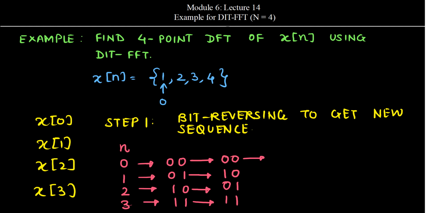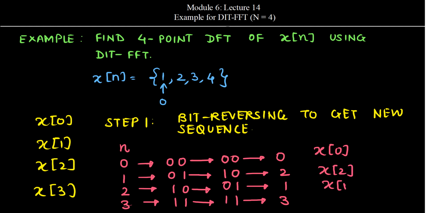And if we convert them back into decimal, it is 0, this 1, 0 is 2, this 0, 1 is 1, and this 1, 1 is 3. Therefore the sequence that we need to consider is x of 0, x of 2, x of 1 and x of 3.